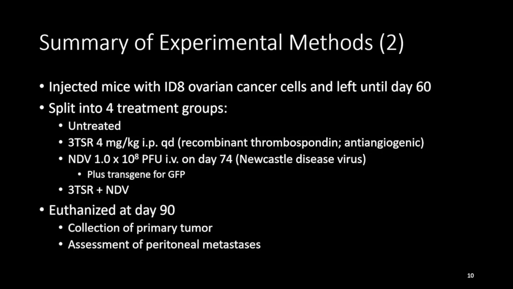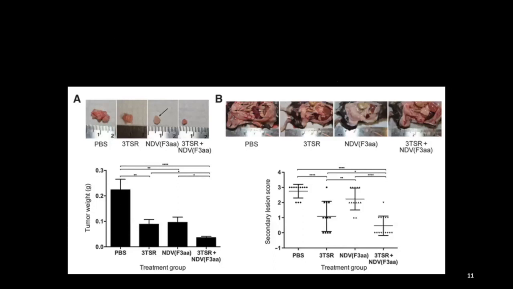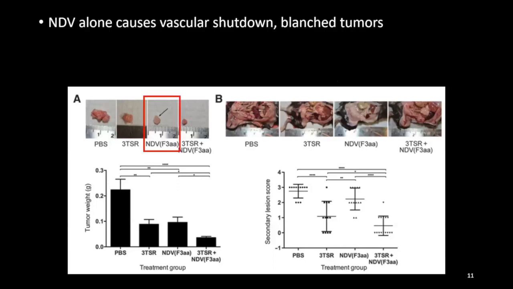They euthanized the mice 30 days after the initiation of treatment, so day 90. They collected the primary tumor, and they also assessed the peritoneal metastases. On the next slide, I'll walk through each of these panels.